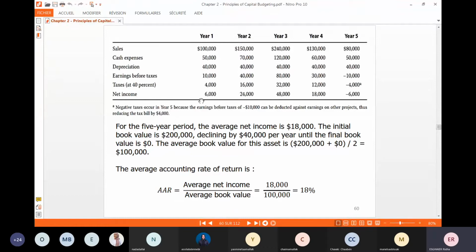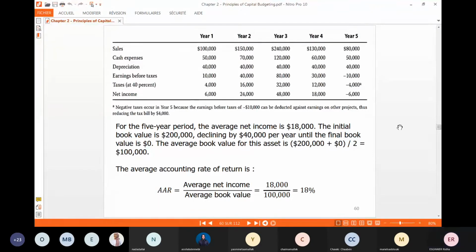The second mistake and limitation is that we are computing an average net income. We add net income 1, 2, 3, 4 to each other, then we divide by 5. We assume a dollar 1 year from now is equal to a dollar 2 years from now, equal to a dollar 5 years from now. We ignored the time value of money principle that we saw in chapter 1.